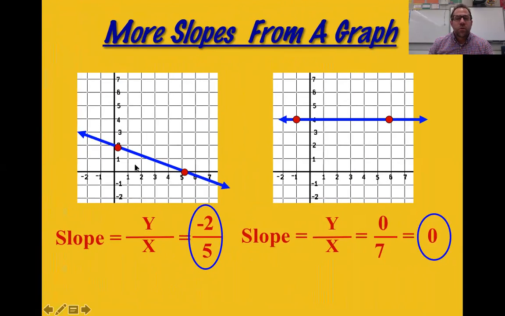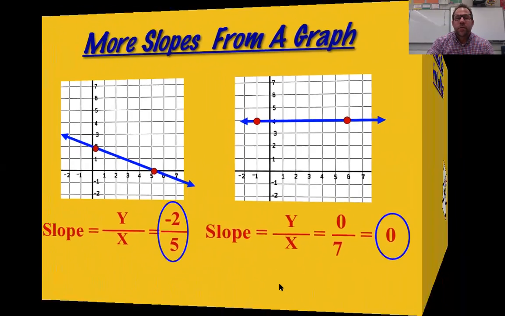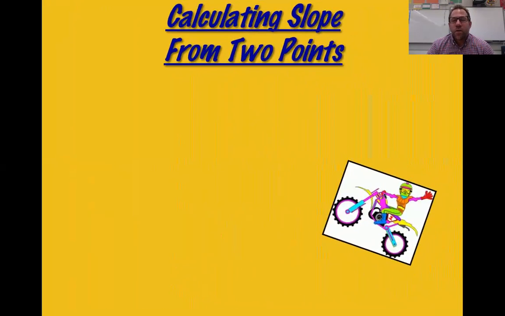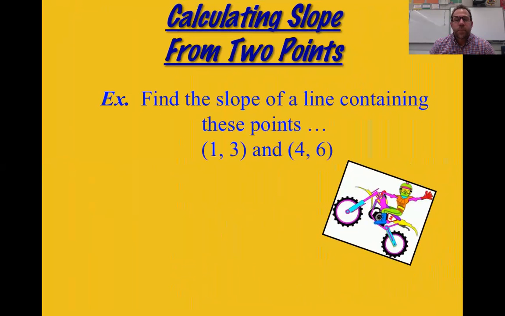It's a lot easier when you're looking at a graph, but we don't always have a graph to look at. So now we're going to learn how to calculate the slope when they just give us 2 points. For example, find the slope of a line containing the point (1, 3) and the point (4, 6).